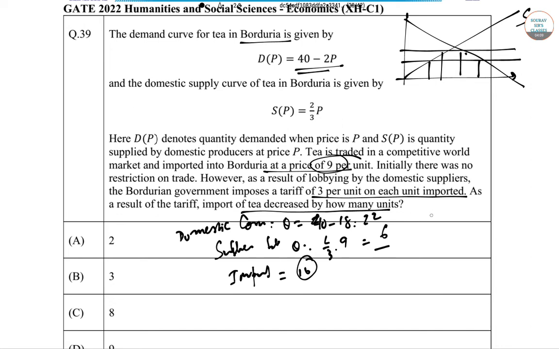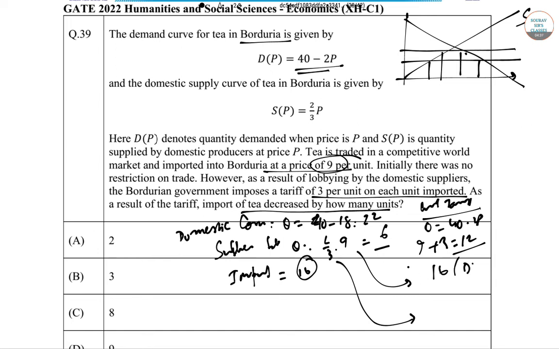Now with the tariff, things change. Q equals 40 minus 2p is demand, and this is supply. The world price changes, so the new price will be 9 plus 3, added up, 12. So demand is 40 minus 2p, which is 16, and domestic supply is 8. This time the import will be 8.